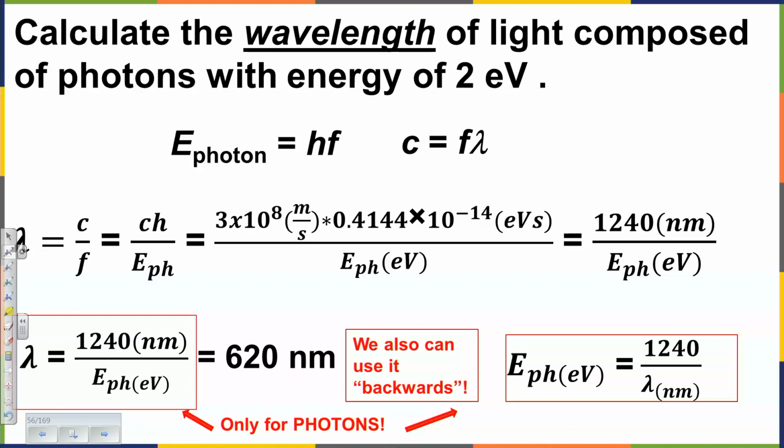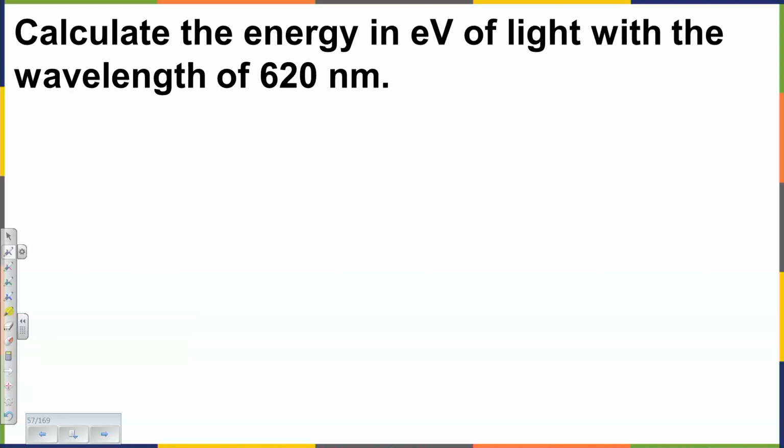So if you multiply these two numbers, we get a new shortcut. We can calculate the wavelength in nanometers immediately if we use this expression. Of course, we don't have to. We can always use actual values with actual units. But it's just much faster to use this shortcut. This is a fixed number. And if you know the energy in electron volts, 1240 over 2, 620 nanometers. And we can use this shortcut backwards. If we know the wavelength in nanometers, what do we do to calculate the photon energy?